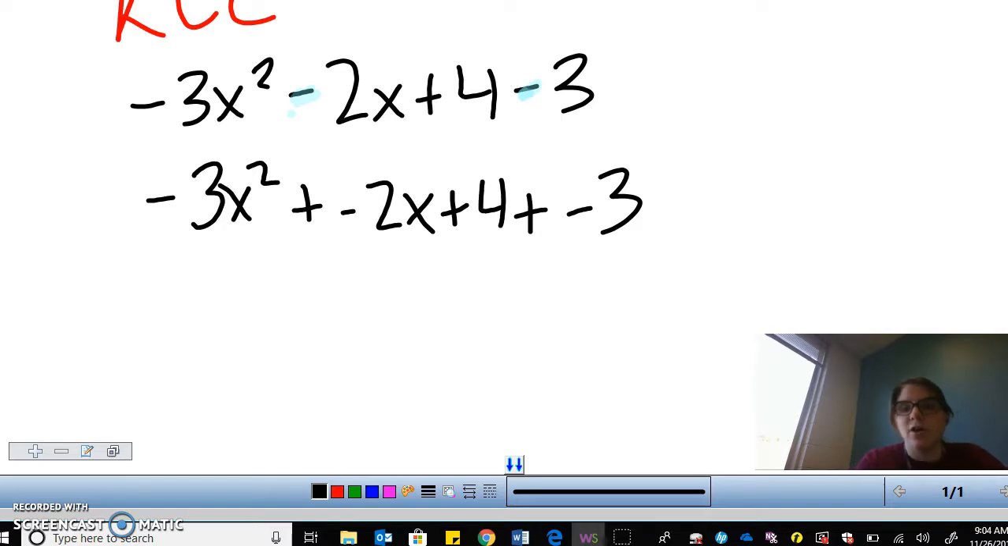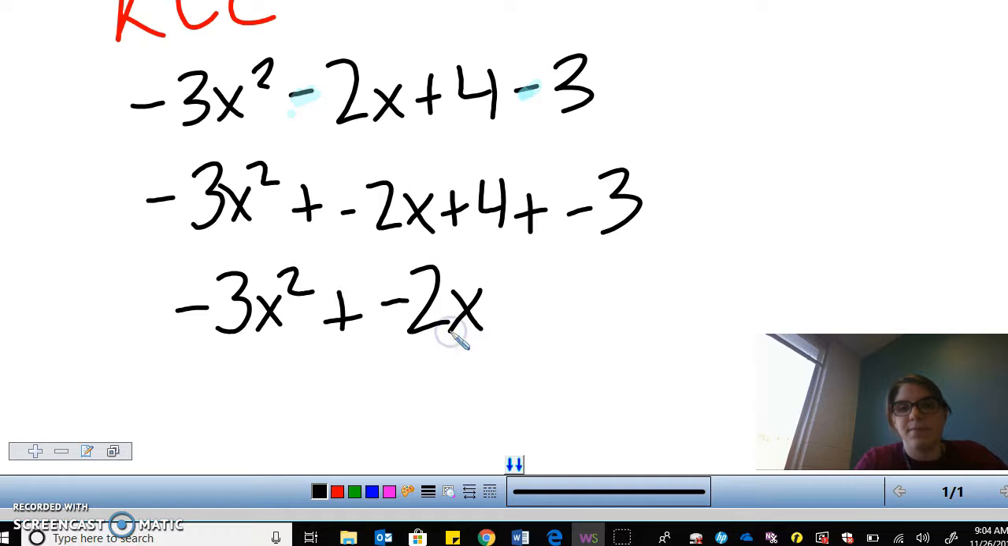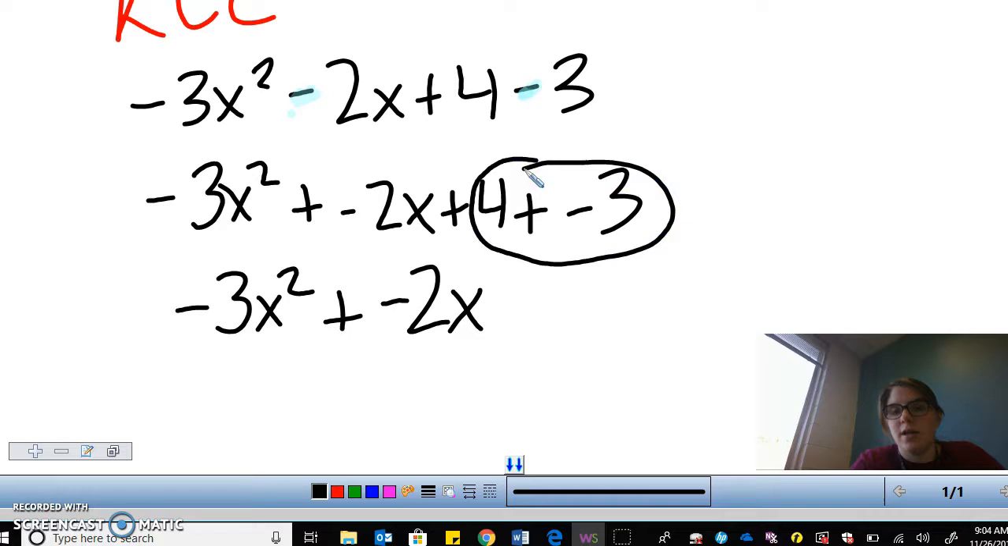And then what we're going to do is, since all of our like terms are already chunked together, we don't need to reorganize. So I don't see any other x squared, so I'm just going to have negative 3x squared plus, I don't see any other x's, so I'm going to have a negative 2x. And then I have plus 4 plus negative 3.